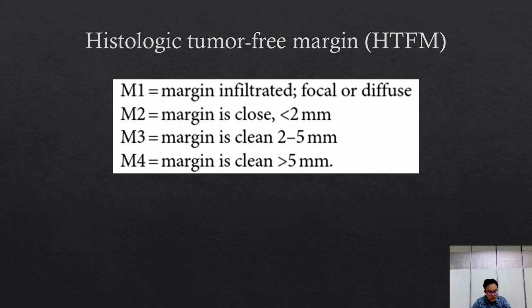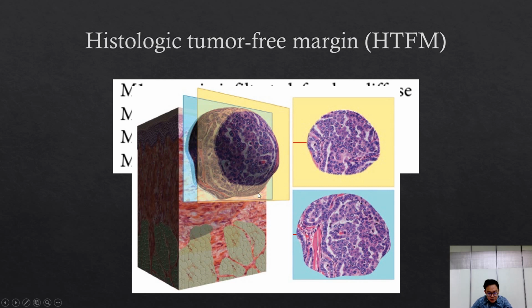M1 is margin infiltrated, M2 is margin is closed, less than 2 mm, M3 is margin is clean, 2 to 5 mm, M4 margin is clean, greater than 5 mm. Here's an example that the HTFM is influenced by different tissue sections in the same tumor mass. The HTFM is greater in the upper one, like this, and narrower in the lower one.